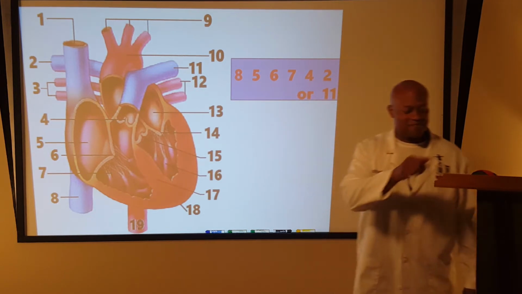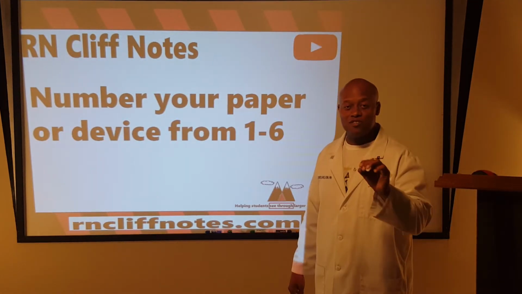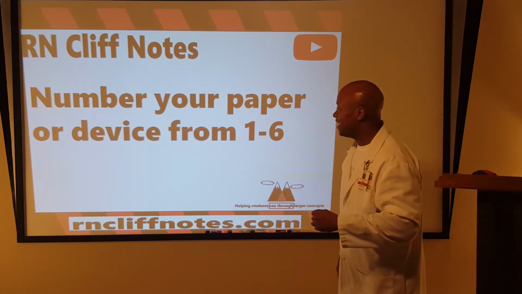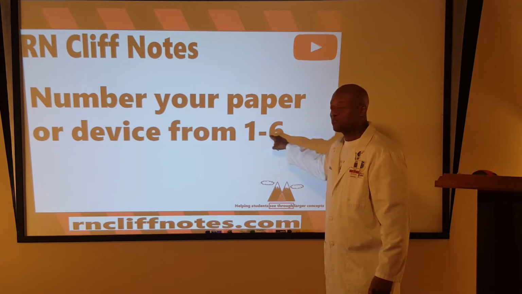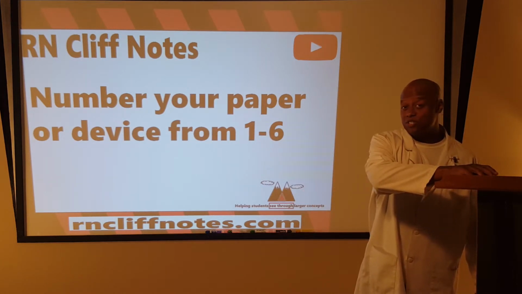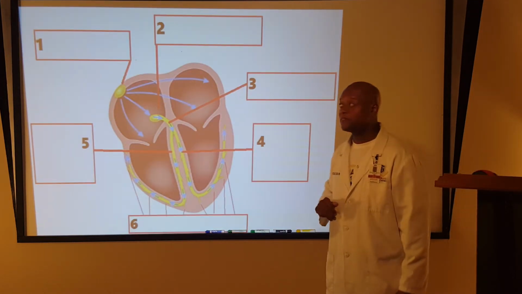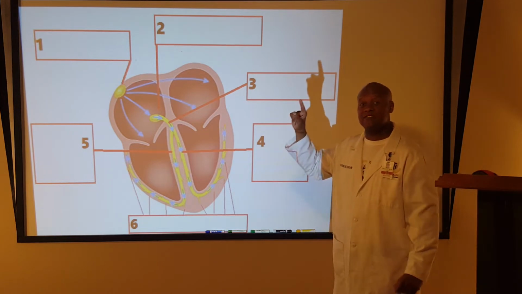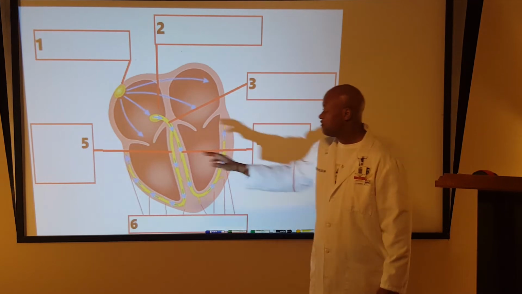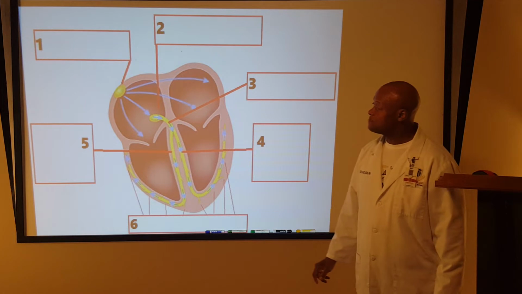All right, good job. All right, so number your paper or your device, whatever it is you're using. Preferably you're writing it down, yes, okay? And you need to number your paper 1 through 6. And here's why. Because we're talking about the electrical system in the heart, and this is what we want you to tackle. Identify the parts of the electrical system of the heart, starting with number 1, 2, 3, 4, 5, and we'll wrap up at 6 for the wiring for the heart.